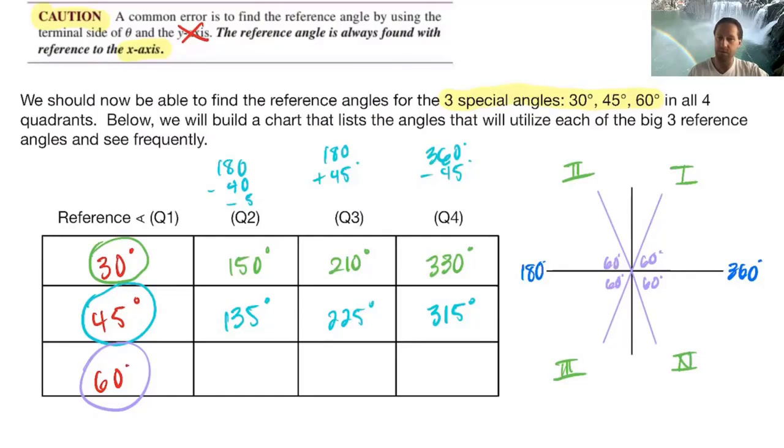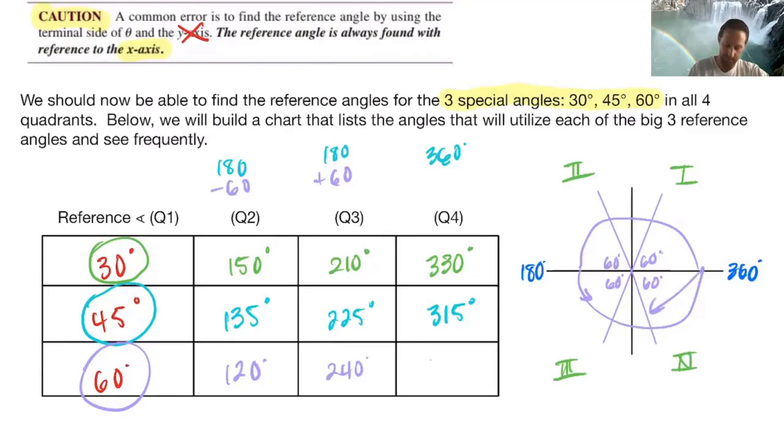All right, we got a reference angle of 60. Now we're going to do 180 minus 60, which would be 120. Then for quadrant 3, we'll take 180 plus 60, which, doing that, you're really just looking at the 18 and the 6, and you get 240. And then the last one, 360 will take us all the way around, so we want to come back 60.